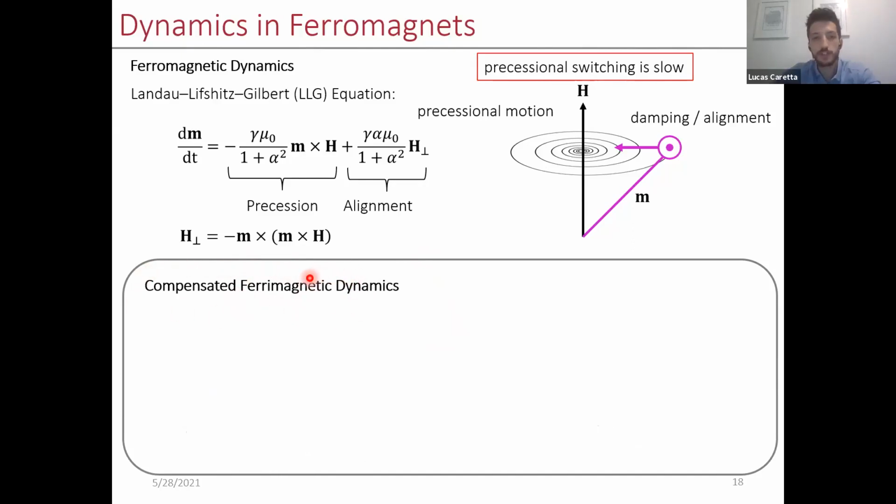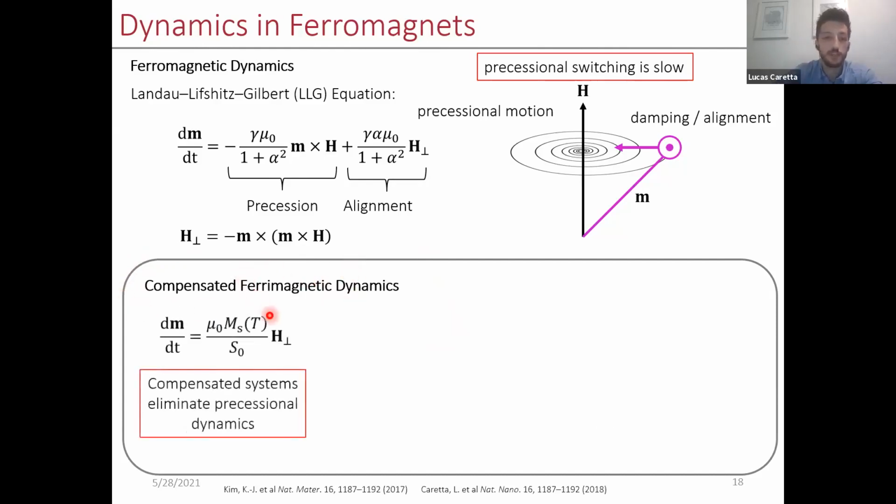Very simply put, in the case where you have very large exchange coupling in these systems, you can modify this LLG equation. And what you find is that in compensated systems, you eliminate this first term, which is the precessional term. So when the system has no angular momentum, you only get direct alignment of the spins along the direction of the force. So it's almost like Newtonian motion rather than precessional motion.